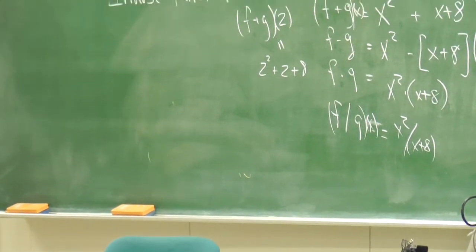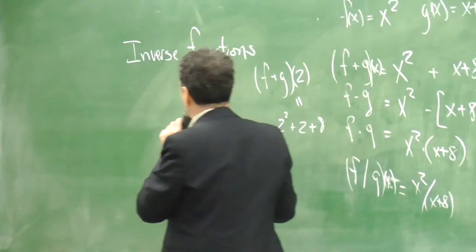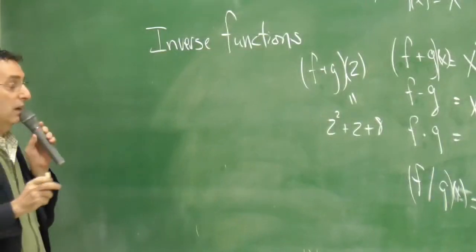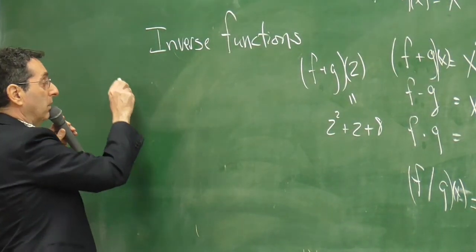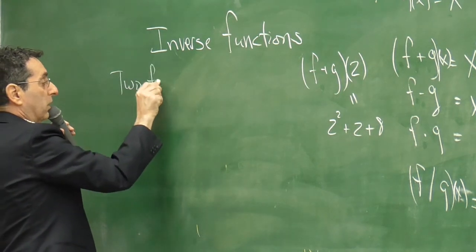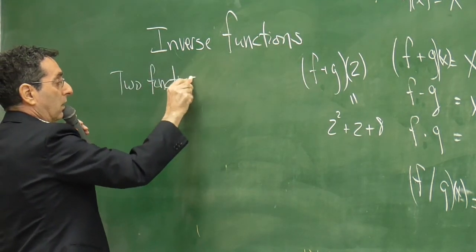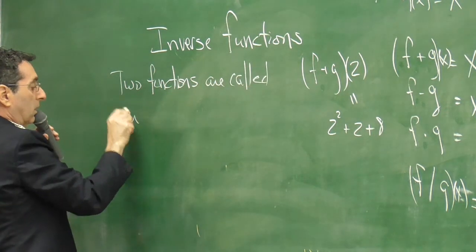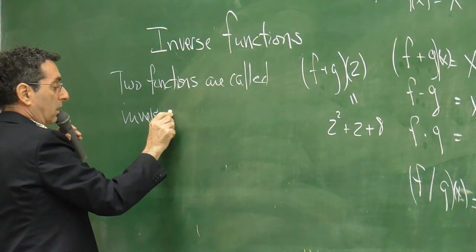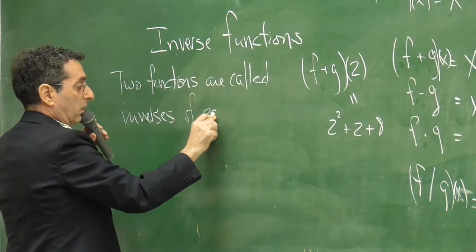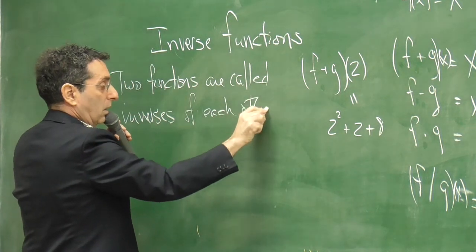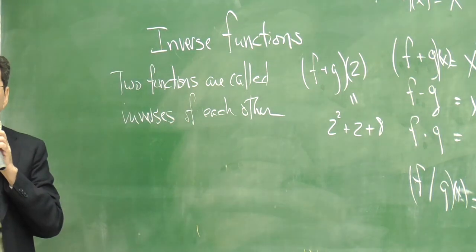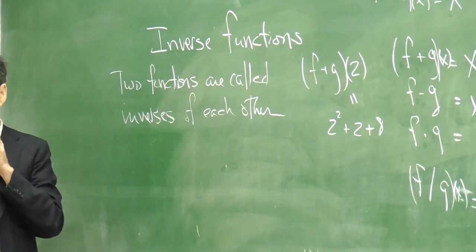So now, I want to talk about what I mean by two functions are called inverses of each other. Okay, so what does that mean? That is going to mean, two functions are called inverses of each other if you do one and then you do the second one, it's like having done nothing at all.